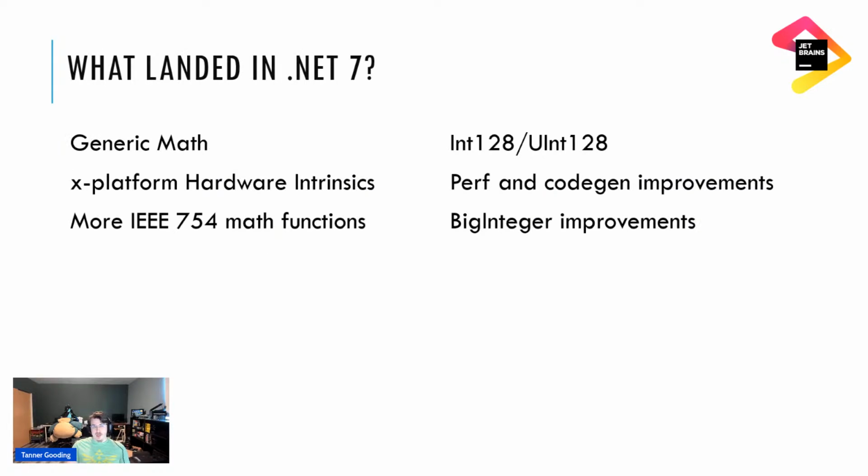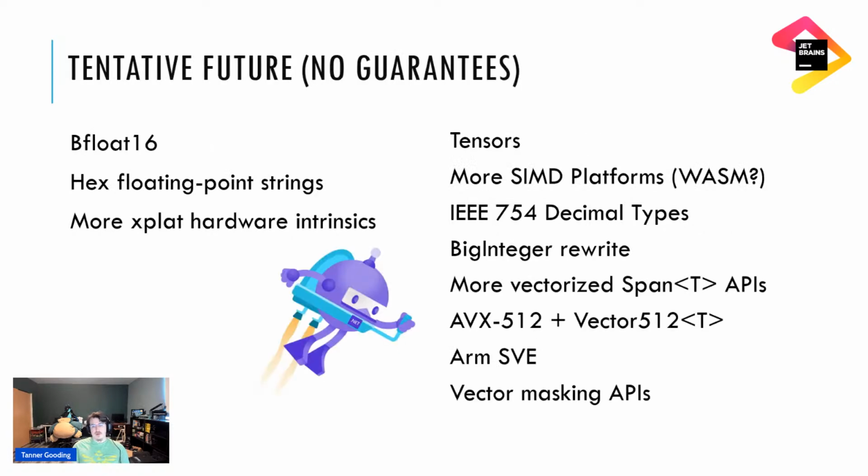So what we landed in .NET 7 was generic math, the cross-platform hardware intrinsics, and IEEE math functions. We landed the 128-bit integer types, loads of perf and codegen improvements, and then improvements to BigInteger as well. And coming up in the tentative future, but no guarantees that we're going to provide it, of course, we're going to be looking at providing bfloat16, which is useful for machine learning scenarios, parsing of hexadecimal-based floating point strings. We're going to be looking at more cross-platform hardware intrinsics, potentially some tensor types, and, like I mentioned, more SIMD platforms like WebAssembly.